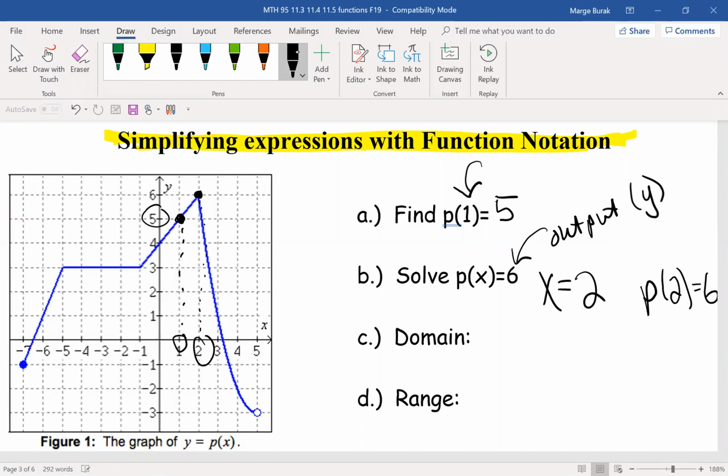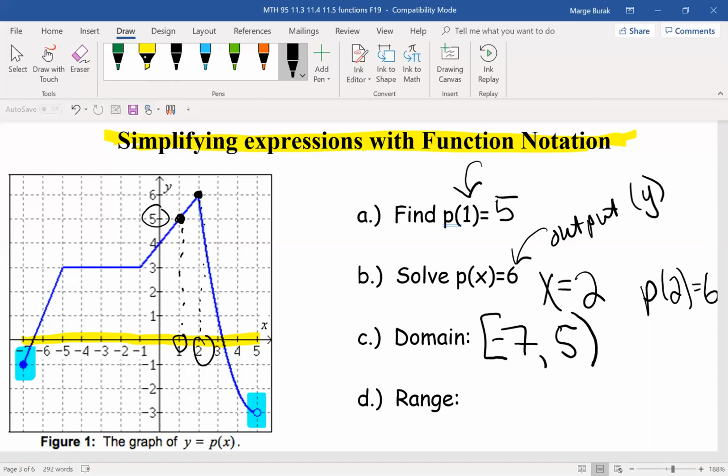All right, the domain of this function looks like it goes, now the domain is the x-axis, from -7 all the way to 5. And -7 is solid and 5 is not. So we're going to write solid on -7 and 5 will be round.